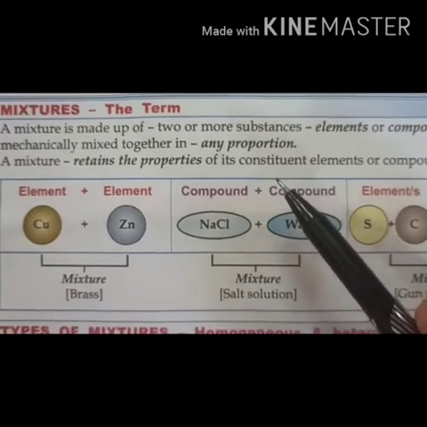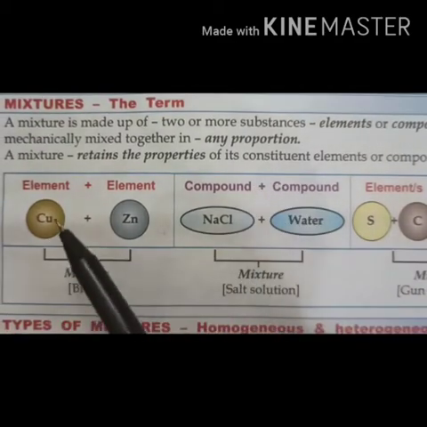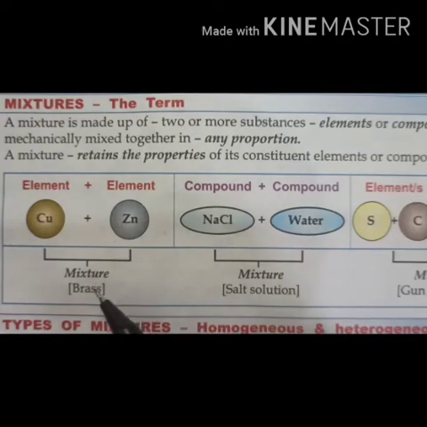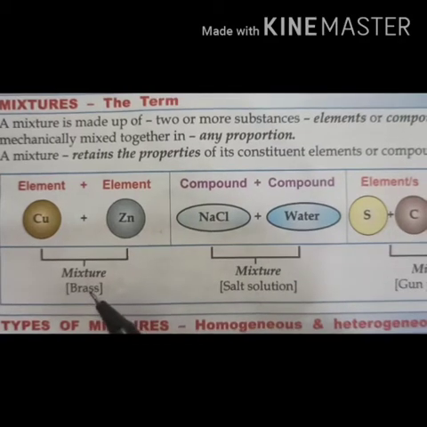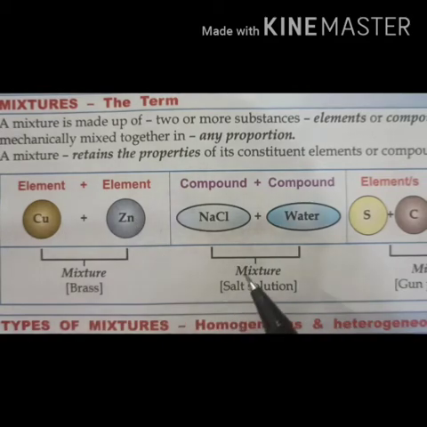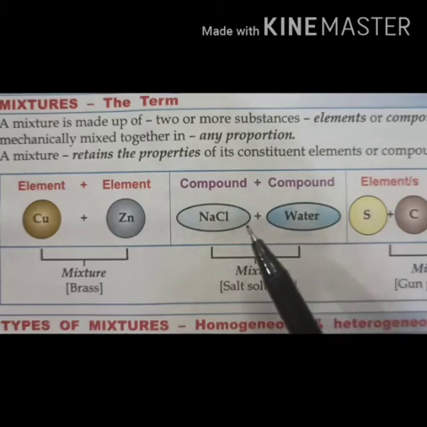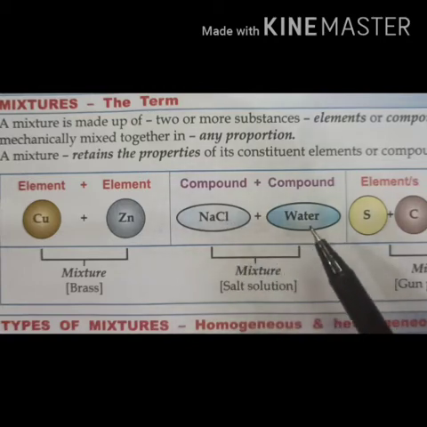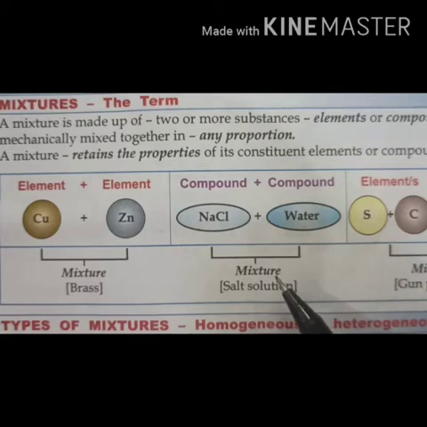Okay, now let's see the examples of mixtures. When two elements like copper and zinc mix together, they form a mixture that is called brass. Brass is your pital. It is made up of copper and zinc. Right. Next is a mixture made up of two compounds. That is when you mix salt. Salt is your namak, and its chemical formula is sodium chloride. When mixed with water, it forms a salt solution, and that is a mixture of two compounds.